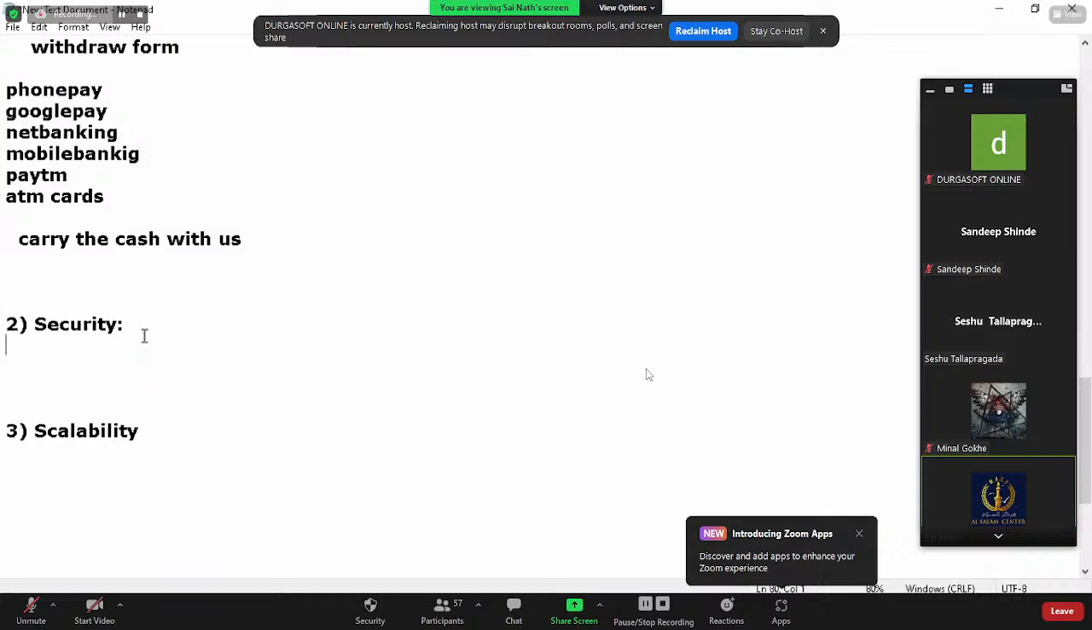All of you understand the first advantage, second advantage, and third advantage. Security as well as scalability. Am I clear at this point of my explanation regarding all these three?